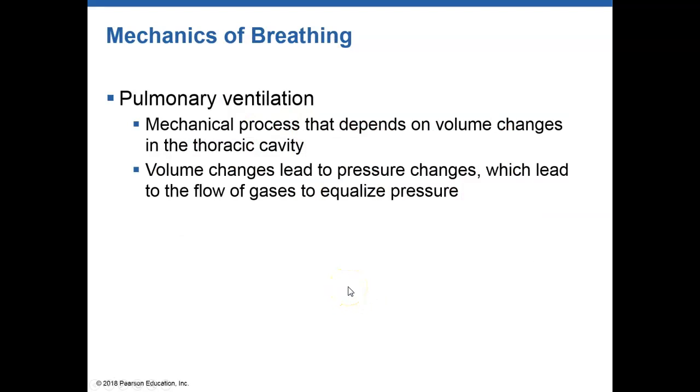And so pulmonary ventilation is a mechanical process, and it's an active process in general. The changes in our thoracic cavity allow there to be changes in the volume of our lungs. And so air is going to move into our lungs when our thoracic cavity gets larger and there's less pressure on our lungs. Once the pressure of the thoracic cavity gets higher than atmospheric pressure, air moves out.